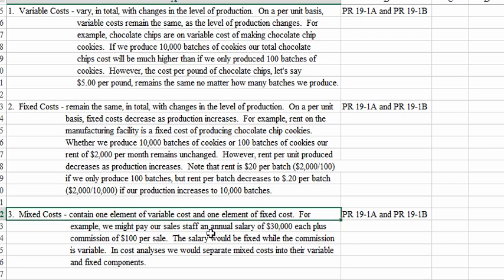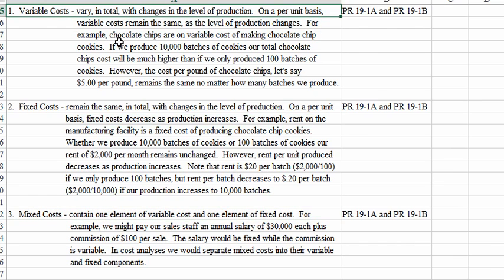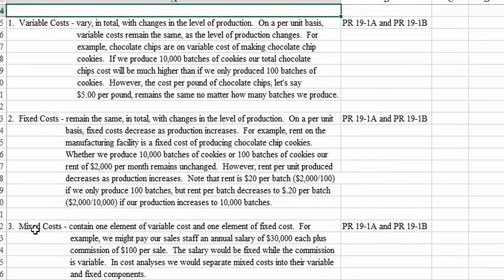For example, we might pay our sales staff an annual salary of $30,000 each, plus commission of $100 per sale. The salary would be fixed, while the commission increases as sales increase. That would be variable. In cost analyses, we would separate mixed cost into the variable and fixed components. So, really you just have two, and then a hybrid of those two.